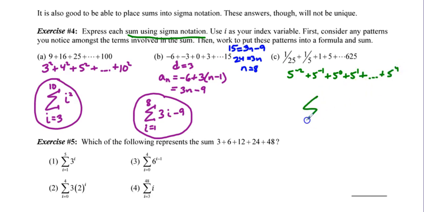So now when I write my sigma, I'm going to have i equals, and I can start i at anywhere. So I can even start at -2. And what's the pattern? Well, it goes 5 to the i power. And we want to end when i is 4.